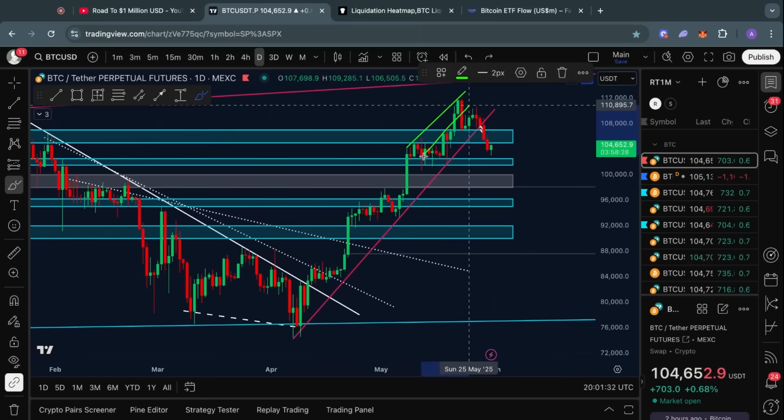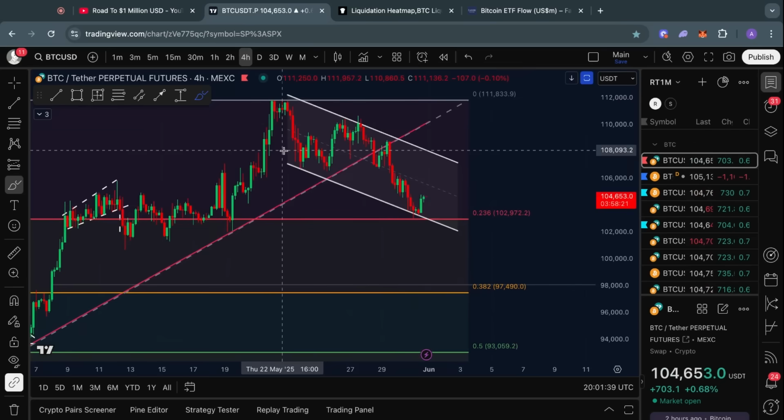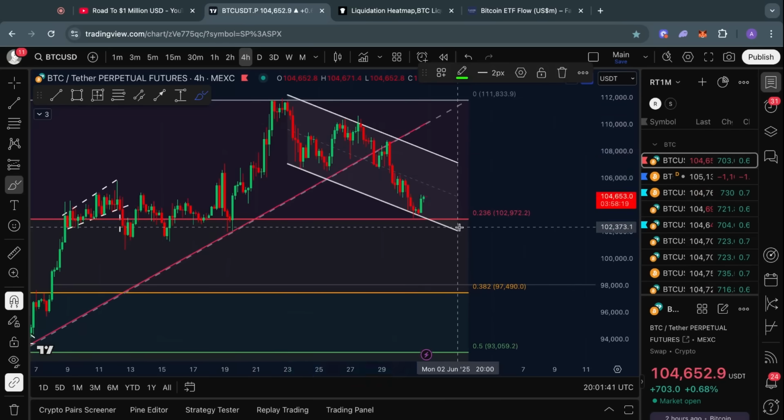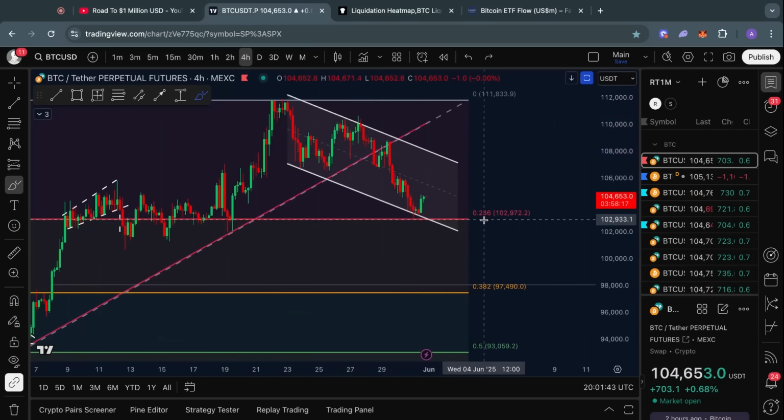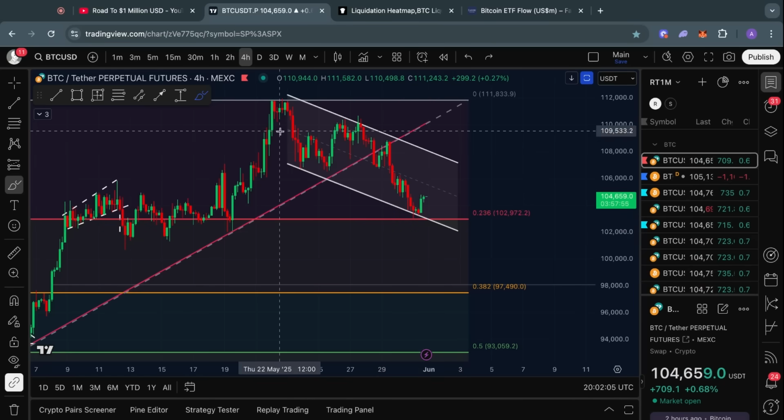Moving on to this 1-day time frame, this is basically just looking bearish as far as I'm concerned. On the 4-hour time frame, we are still just trading inside this descending channel pattern, but we did find some support exactly on this 0.236 Fibonacci level, sitting at about 103K. And of course, this is something that I mentioned in yesterday's video. From there, we saw a beautiful bounce from that Fibonacci level.